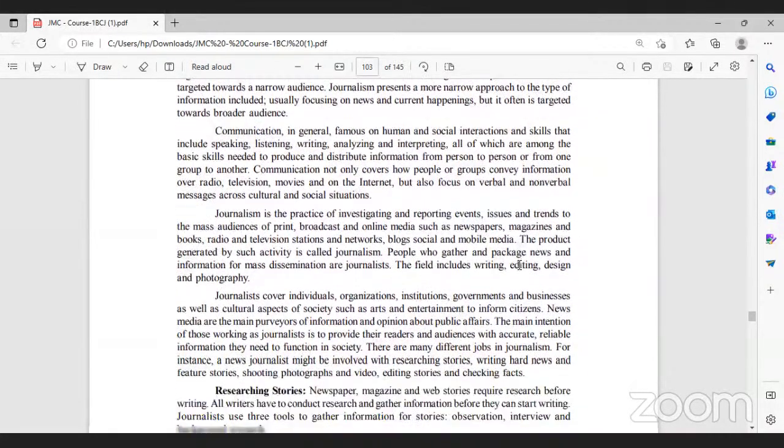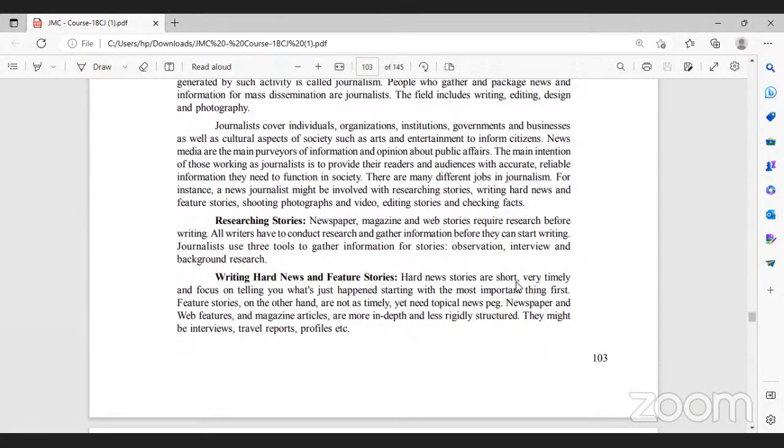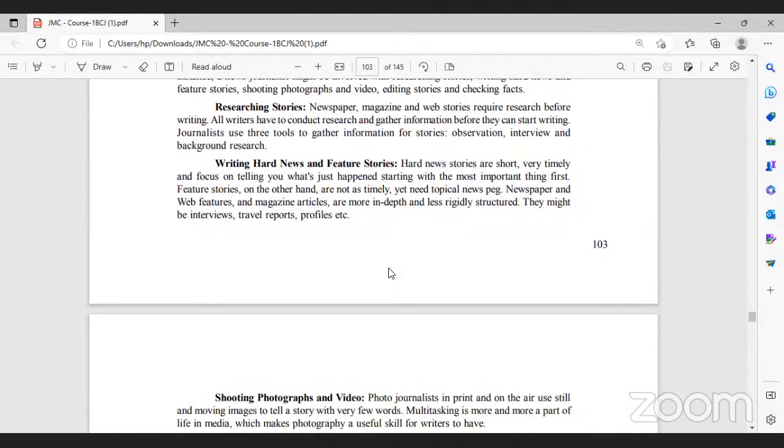We understand that journalism is a practice of investigating and reporting events, issues, and trends to the mass audience through different media. Basically, journalists should provide stories that are research based. Newspapers, magazines, and web stories require research before writing, so they have to conduct research and gather information. Journalists have to use observation, interview, and background research to give research based journalism, writing hard news and feature stories.